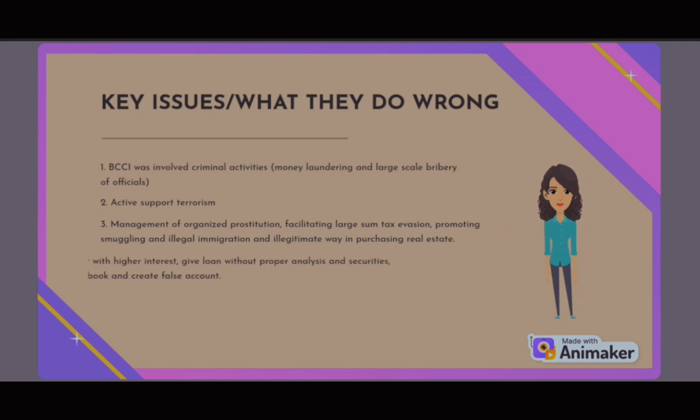Next, BCCI took new deposits by advertising higher rates of interest on those deposits to cover their huge losses, because they made large loans to companies and individuals without proper analysis and securities. They also did not record the data on the books, instead creating a matrix of false accounts that hid the losses for years.